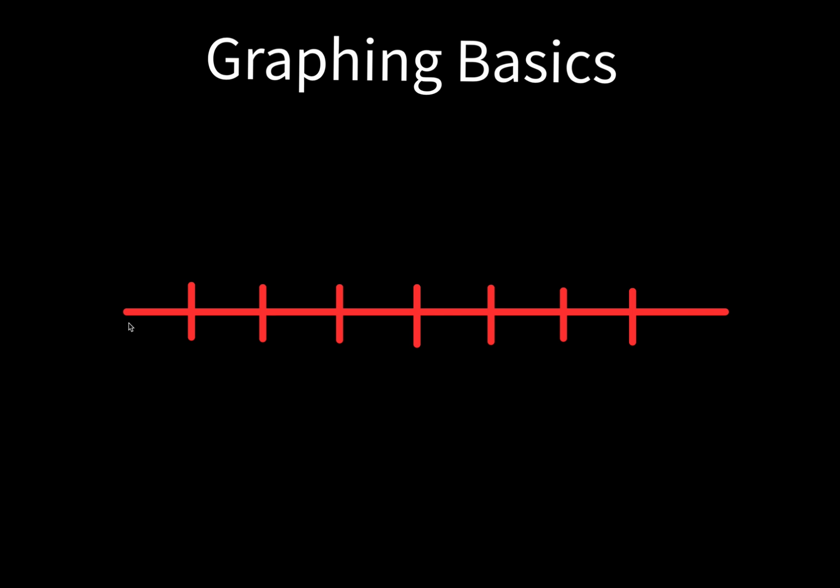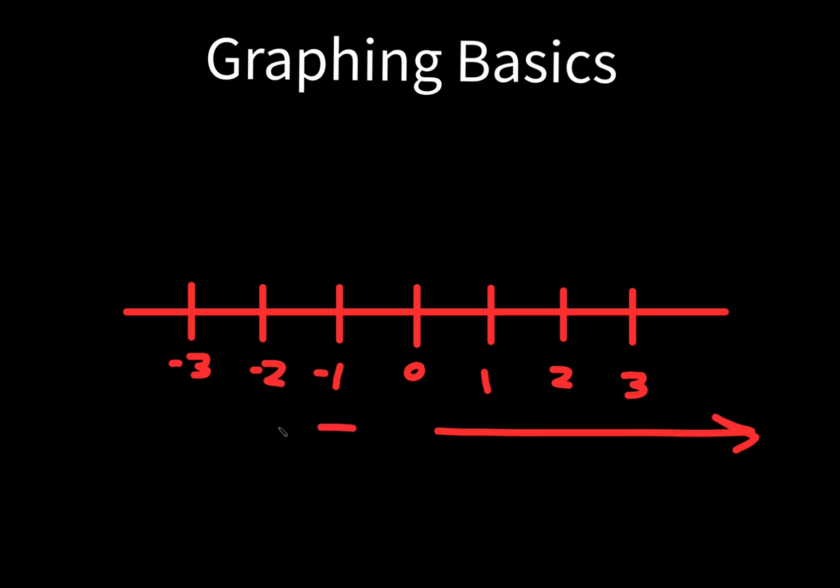So let's take a look at this, just one basic number line. We'll call this 0, 1, 2, 3. So in this direction, the numbers are increasing. And in this direction, we'll label it -1, -2, and -3. This direction, the numbers are decreasing.